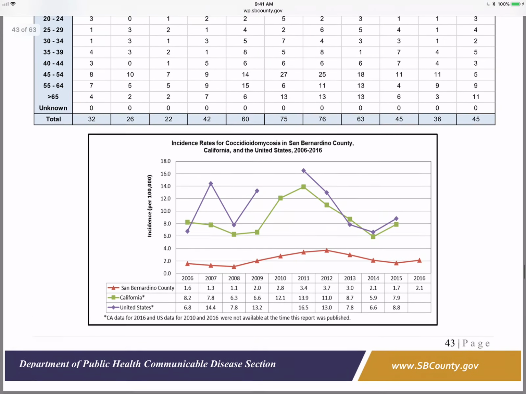And so that's one of the things that's important to think about is how did we come up with these cases? Here's coccidiomycosis, and there was a gap in the United States in 2010. And so we don't automatically just draw a line, we want to make sure that we don't convey information that's incorrect. We actually don't know. We don't know what that number would be.